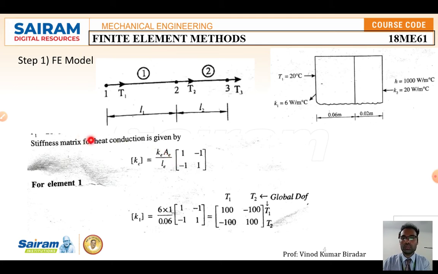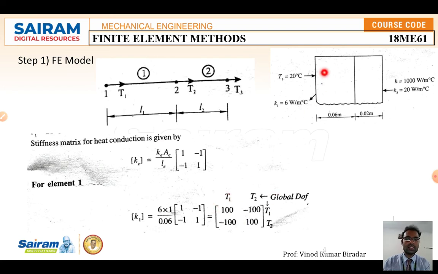For the stiffness matrix due to conduction, we have the formula Kc = (KA/L) [1 -1; -1 1]. Here K is the thermal conductivity, and the area is not given, so take it as 1. The length of the first element is 0.06. Substituting, K = 6, area = 1, L = 0.06, and multiplying, you get 100, -100, -100, 100.